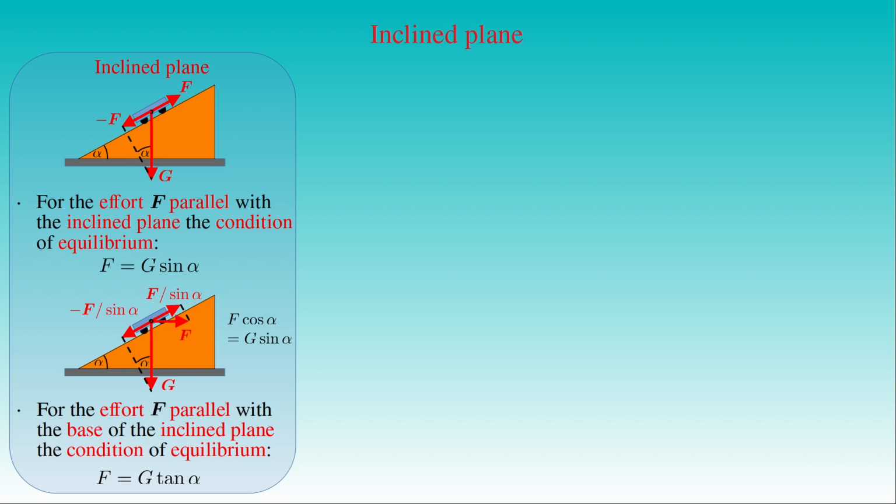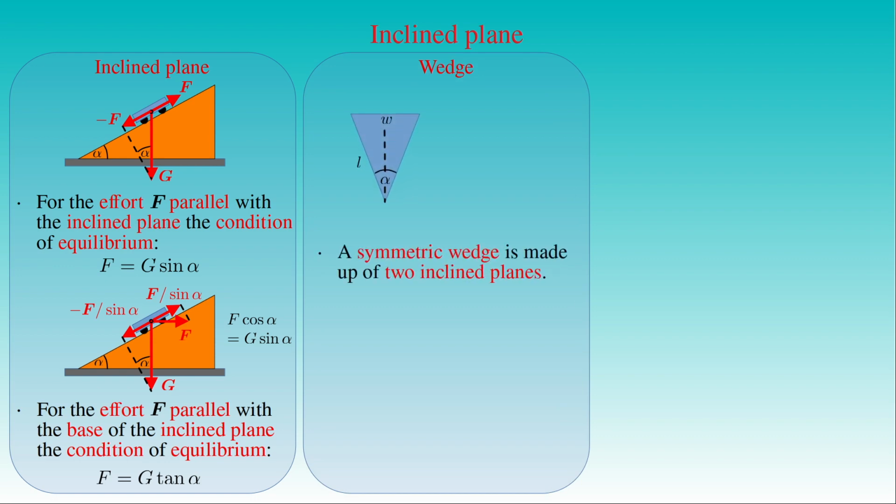The second kind of simple machines presented here is the wedge. A wedge with a symmetric shape is made up of two inclined planes as shown here. If alpha is the wedge angle, then the inclination angle of both the inclined planes is equal to alpha over 2. Here the letters L and W denote the length of the sloping faces and the width of the blunt end of the wedge, respectively. In many applications of a wedge, for example, knife, axe, nail, pin and so on, the load is given by the forces G1 and G2 perpendicular to the sloping faces of the wedge with the same magnitude G, whereas the effort F is perpendicular to the blunt end of the wedge.